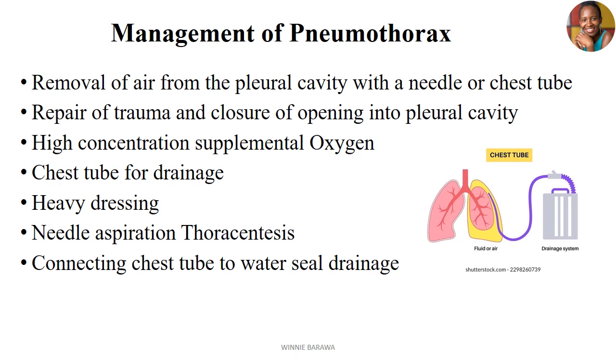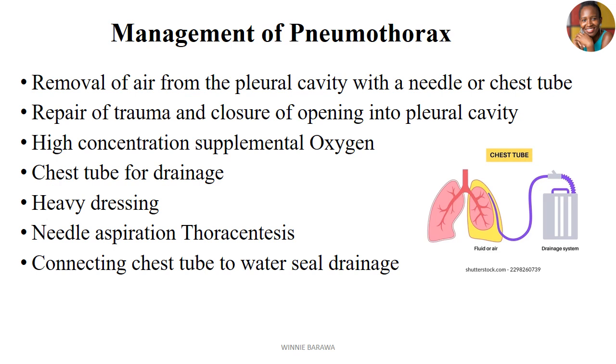In the management of pneumothorax, it's encouraged that you prioritize first removing the air from the pleural cavity, either by using a needle or a chest tube. Remember, the accumulation of this air can cause collapsing of the lung. So you want to promote this lung to re-expand as fast as possible. And so the biggest approach is to remove that air from the pleural cavity, either using a needle or using a chest tube. And here's an illustration of these approaches.